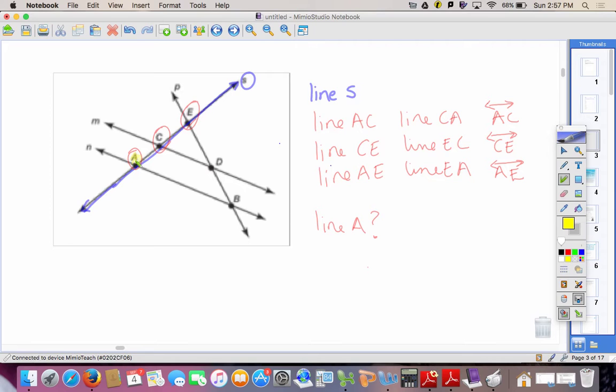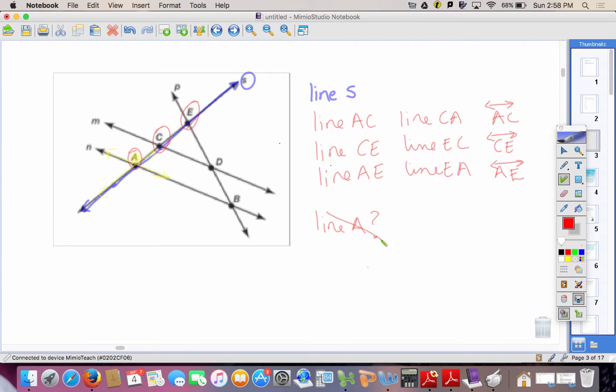Now, at that particular point, line A means that there's only one line, right? There's only one possibility. But here, at a point A, I've got a line going this way through A, and I have a line going this way through point A. So line A does not mean just one line. So I can't use just one letter to denote this.